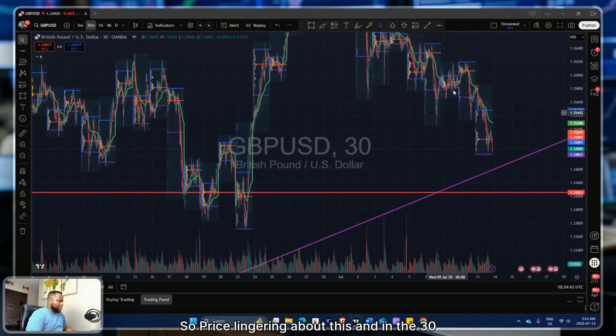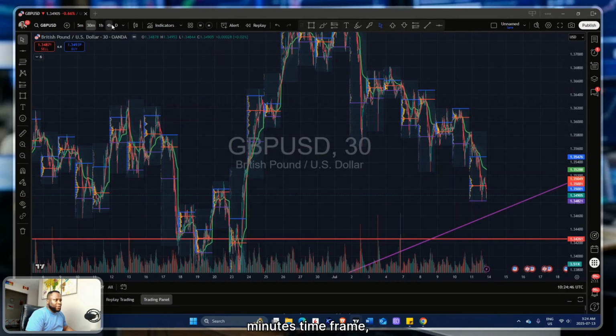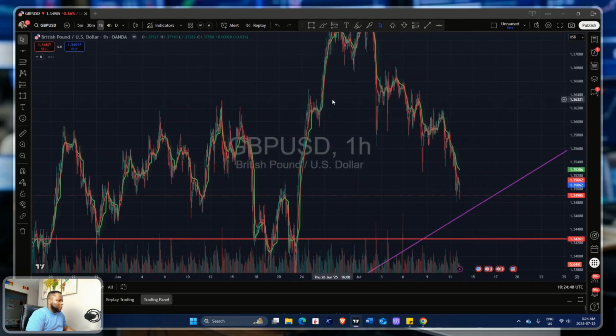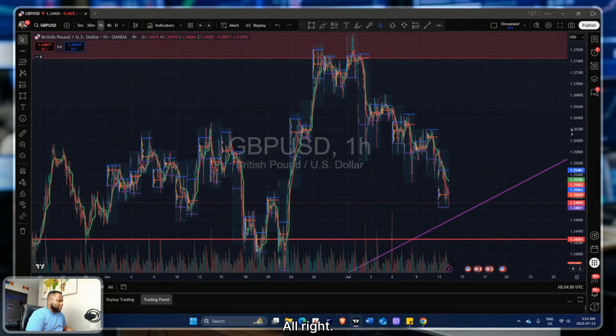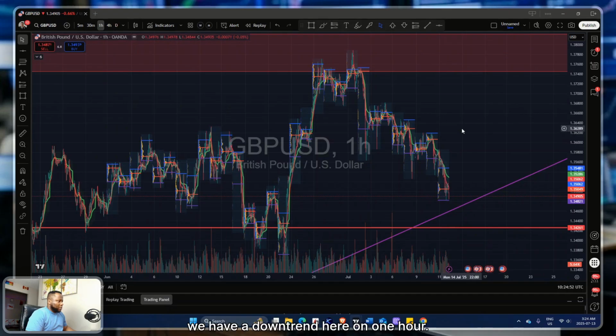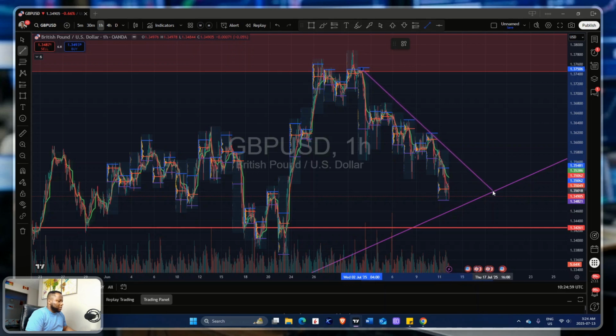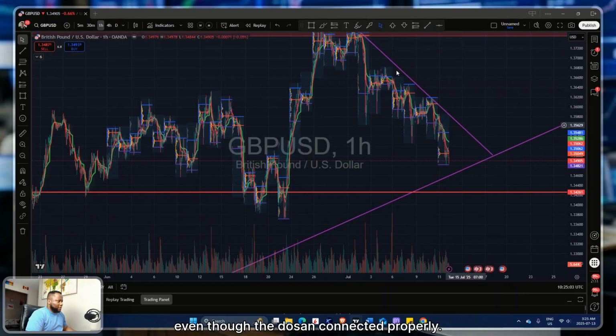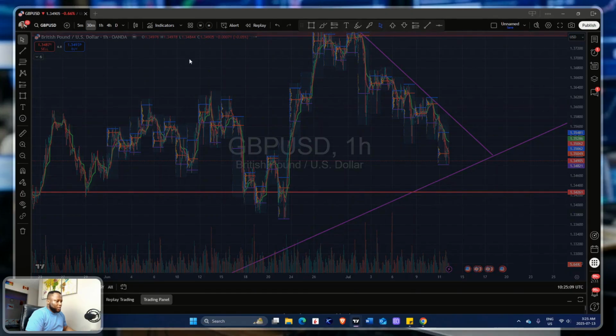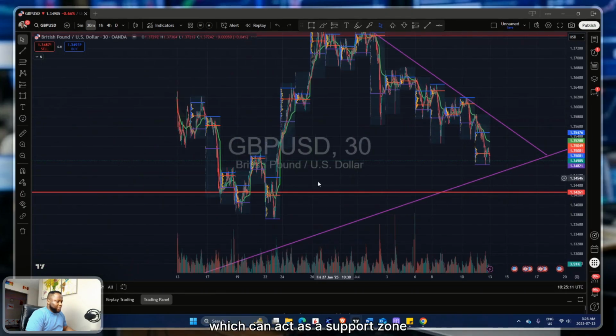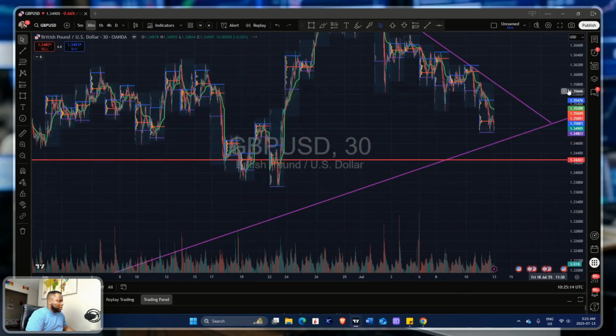So price is lingering about this, and in the 30 minutes time frame, 1 hour maybe, we are in some sort of a downtrend. We have a downtrend here in the 1 hour. He's making lower highs, which is a downtrend to me, even though the dots are not yet connected properly. But now we are approaching this VWAP here. This was a previous day VWAP, which can act as a support zone for this pair.